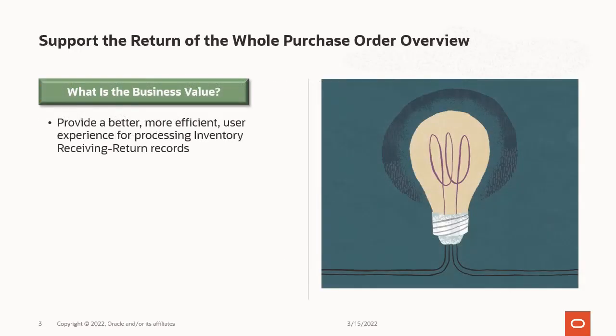When we say support the return of the whole purchase order, what we mean is that we've added the ability for a user, typically a storeroom clerk, to select one or more purchase order lines when adding or receiving return inventory record to the system. This allows a user to return multiple items from a single purchase order, either for credit or exchange, using an easy-to-use pick list, providing a better, more efficient user experience.